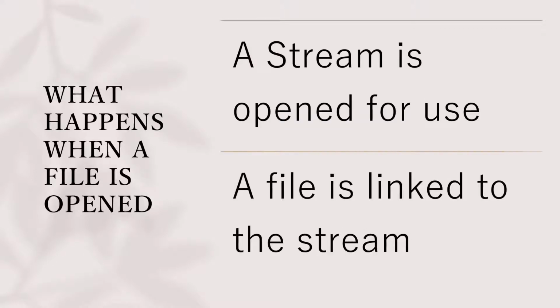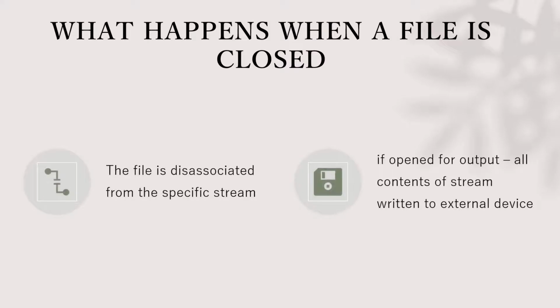Coming now to what happens when a file is opened. This is just summing up. A stream is open for use. A file is linked to the stream. What happens when a file is closed? The file is disassociated from the specific stream it was connected to. If opened for output, all contents of the stream are written to the external device, which means, in essence, that the stream is flushed. Now, we've used flush before, if you recall, with stdin. And we see in this session that stdin itself is also a stream.